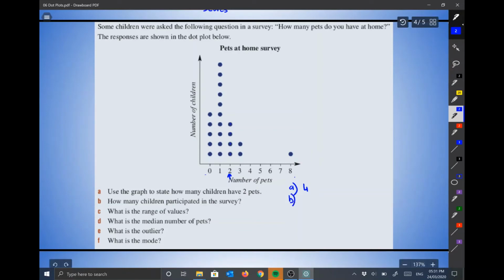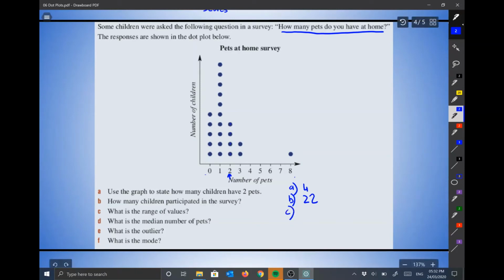Second question, B. How many children participated in the survey? So the total number of dots indicate the number of children participating in the survey, because every dot here on the graph represents a person that has answered this question: how many pets do you have at home? So if we count them up, there are 15, 16, 17, 18, 19, 20, 21, 22. There are 22 students in this class.